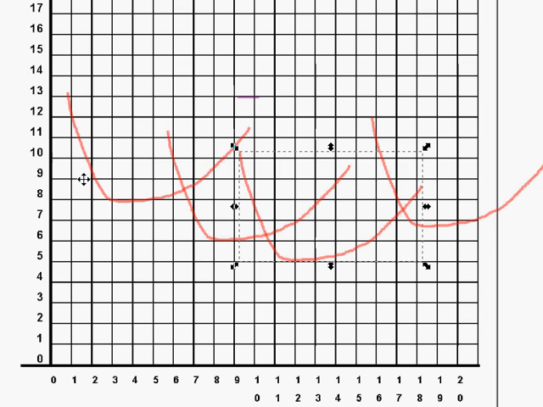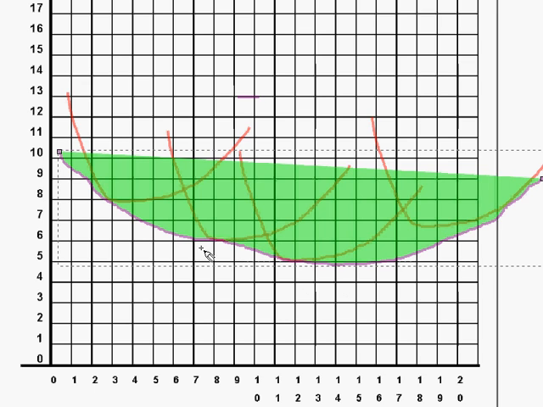So what we do is just join them to show us what the minimum cost for different levels of production is. And so this purple line is just an envelope that contains all of those cost curves in one long run curve if you change your size.